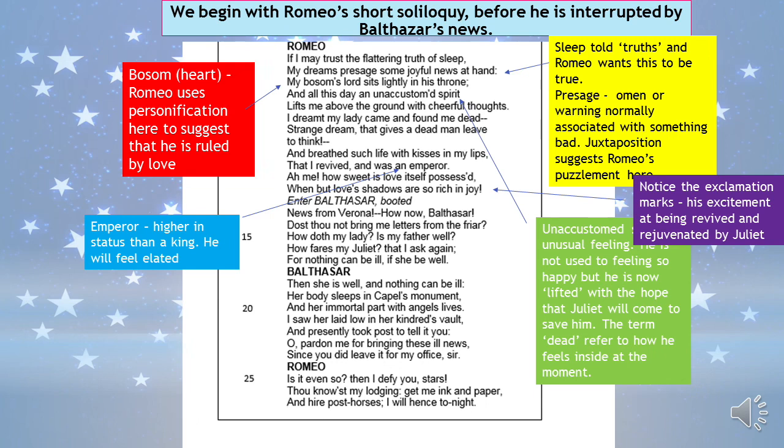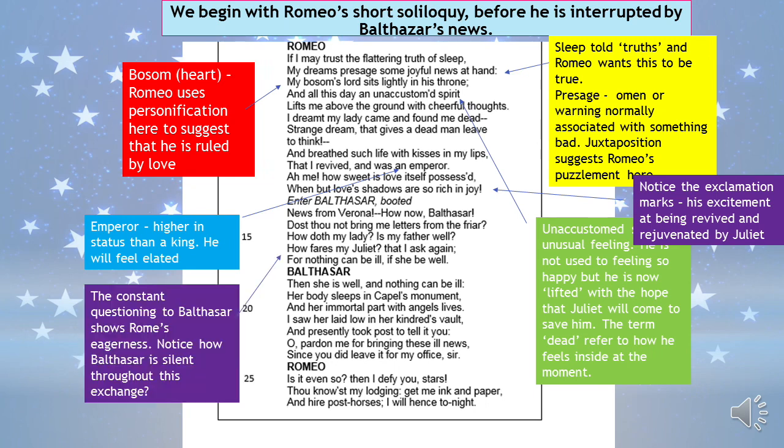You can see it as you go through it. All the exclamation marks just make it sound like he's so excited at the idea of Juliet coming to him. And when he sees Balthazar, look at all the constant questioning, which shows his eagerness. Apologise about the spelling error there on Romeo.